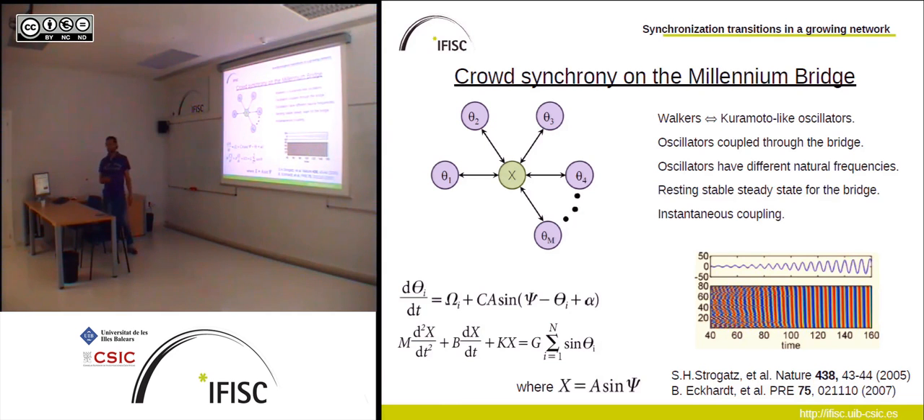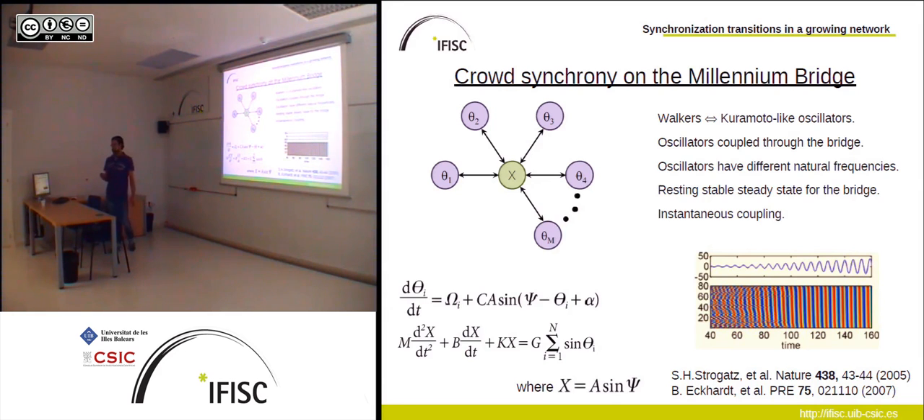What they did is to simulate. They made a model of the bridge and the pedestrians, where the pedestrians were represented by Kuramoto-like oscillators, all of them coupled only with the bridge, represented by a damped oscillator. In this case, all the pedestrians had different natural frequencies with a certain distribution of these frequencies, and the bridge was in the resting steady state. And they also considered, as can be understood, instantaneous coupling.